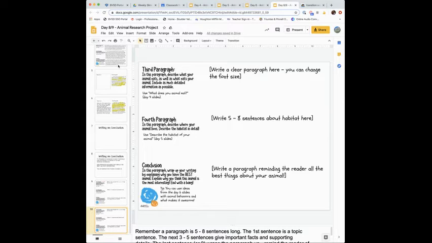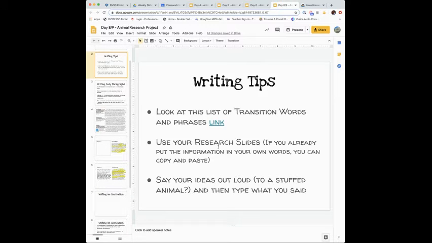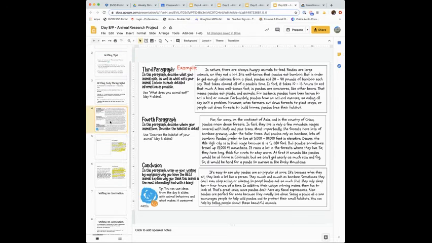Okay, I'm going to show you how we can use some of the ideas and tips that I gave you yesterday to improve our writing and make it really great. Remember, it already told us if I already put the information in my own words, I can copy and paste. I'm going to talk more about that today. Also, try saying it out loud and then typing it. Then we're going to use those transition words to make it sound right. Okay, let's look at the examples.